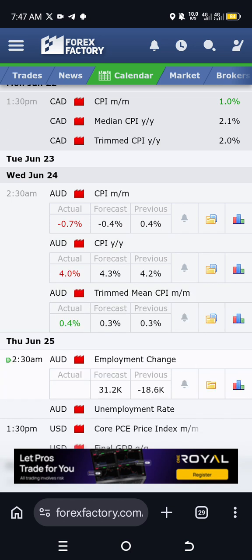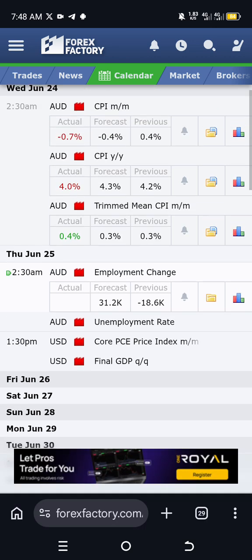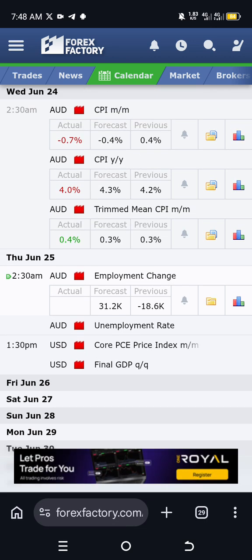Are you seeing this Australian one now? It's 0.7 and the forecasted figure was 0.4. This is not good news for Australia. That's why it's showing red. But if it's good news, it will show green. I hope you understand what I'm saying now. If the actual is showing green, it means the news is greater than the forecast and is good. But if it's showing red, that means it's not good news for the currency at the moment. So that is all about the news, how to read fundamentals.